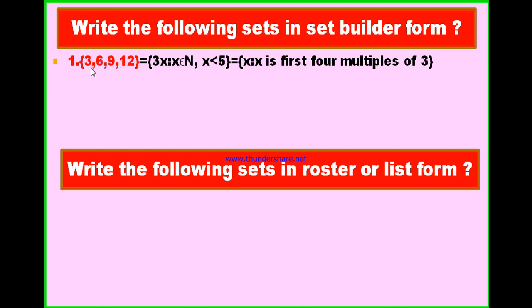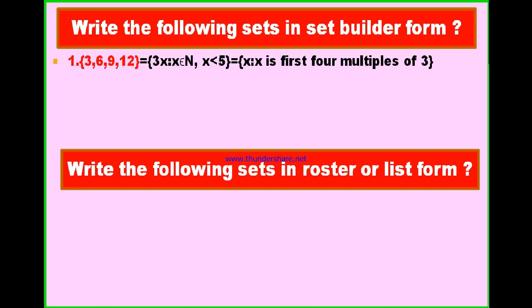Now look at these elements: 3, 6, 9, 12. What is the relation between the elements? 3 is one element, the second element is 6, the third element is 9 and the fourth element is 12. 3 ones is 3, 3 twos is 6, 3 threes is 9 and 3 fours are 12. Therefore, these are nothing but the multiples of 3. Since these four are multiples of 3, I just mention 3x such that x belongs to the set of natural numbers, meaning start from 1. Means 3 into 1, 3 into 2, 3 into 3, 3 into 4.